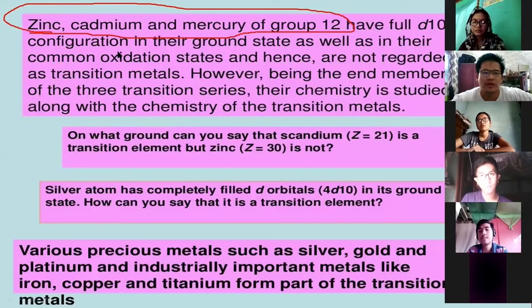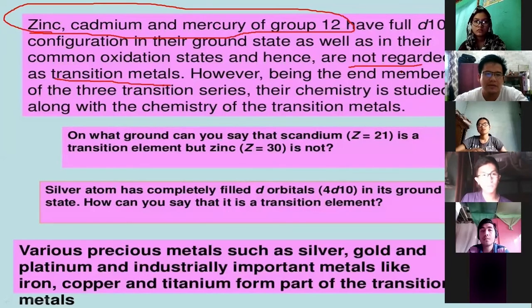Why are they not regarded as transition elements? Because they have completely filled d orbitals. They do not obey the definition of transition elements, and hence they are not regarded as transition elements. However, being the end members of the three transition series, their chemistry is studied along with the chemistry of transition elements.